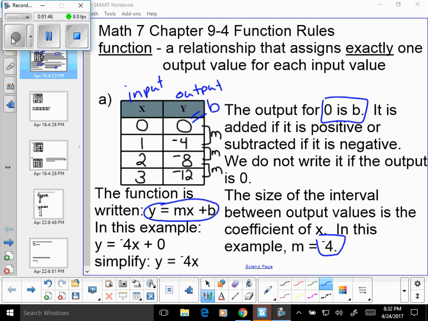Now in this particular example, the -4 is placed as the coefficient in front of x, and it would be add 0. But remember, we don't write it if the output is 0, so I'm going to simplify it to y equals -4x.